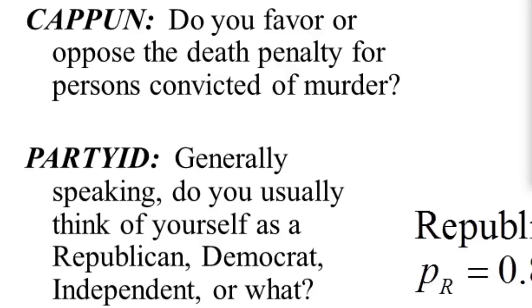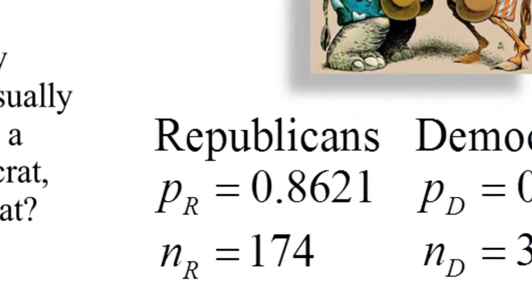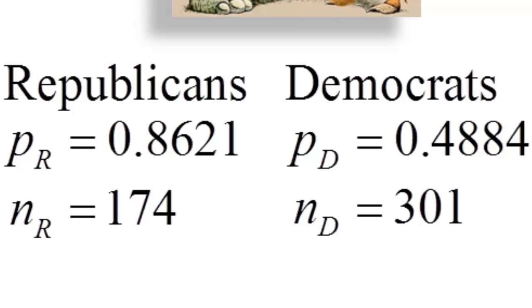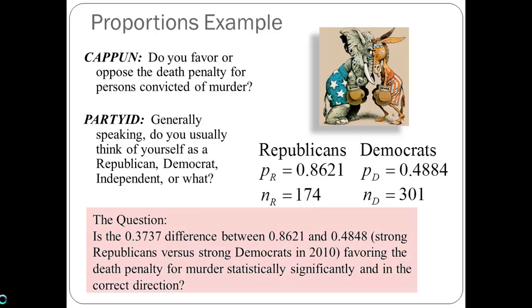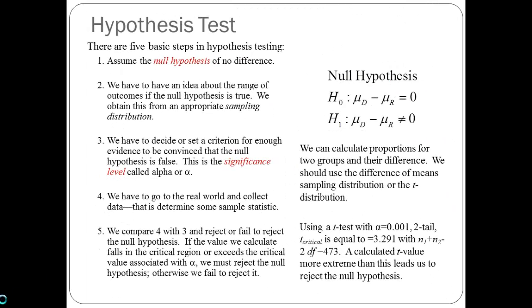I've changed this and recoded it, and I've extracted only the people who identify as being a strong Democrat or a strong Republican. In 2010, there were 174 strong Republicans, and 86% of them believed in the death penalty. In 2010, there were 301 strong Democrats, and approximately 49% of them believed in the death penalty. The research question we're trying to answer here is: is the 37% difference between Republicans and Democrats who favor the death penalty statistically significant? Let's put this into our hypothesis testing template and format.